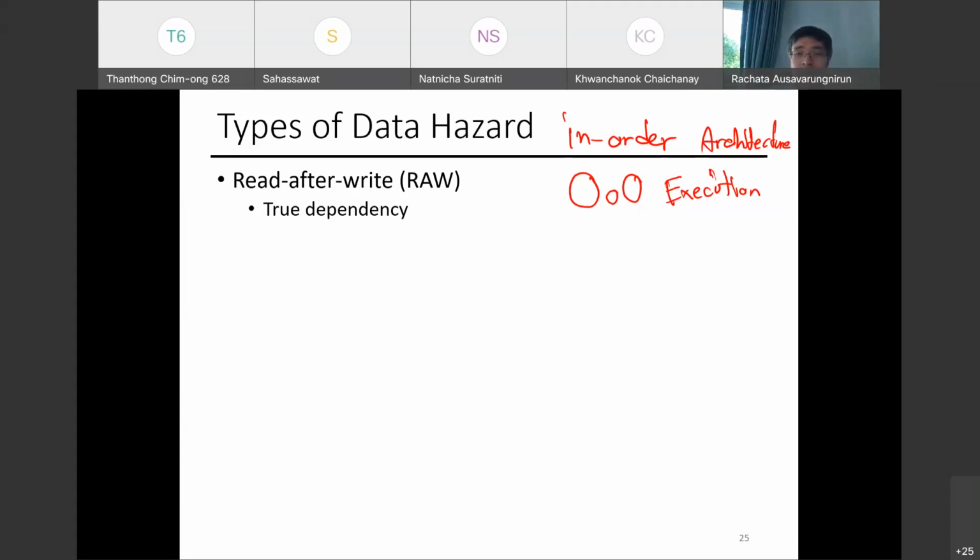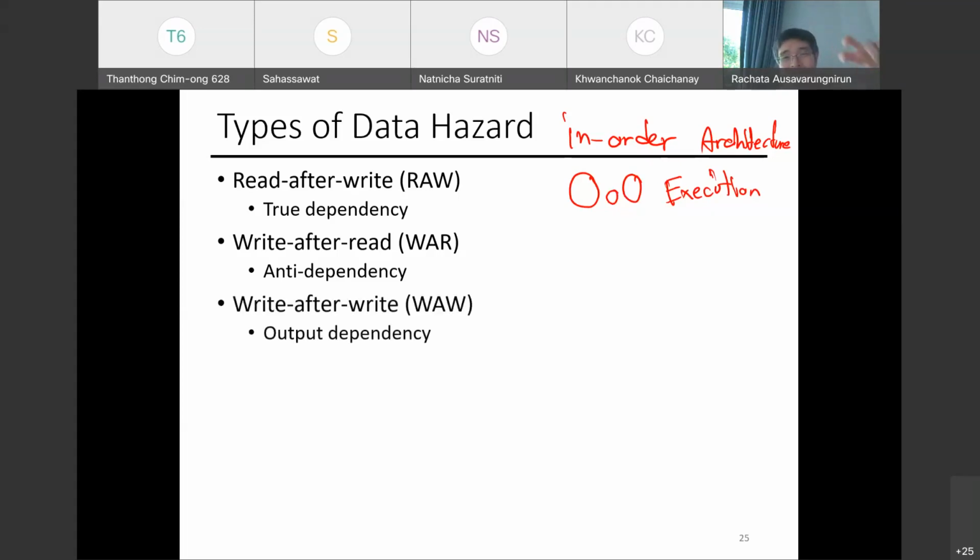So with out-of-order execution, there are two more data hazards that can show up. Write after read: I fetch a future instruction, and it writes something. The future instruction writes something that is supposed to happen after a read, so there's a dependency there.